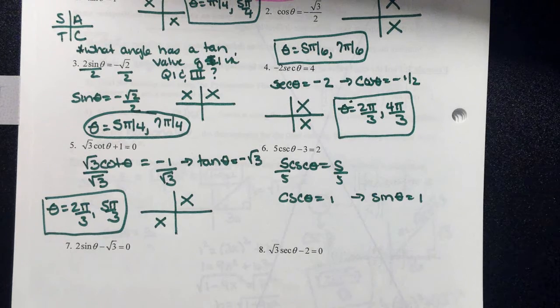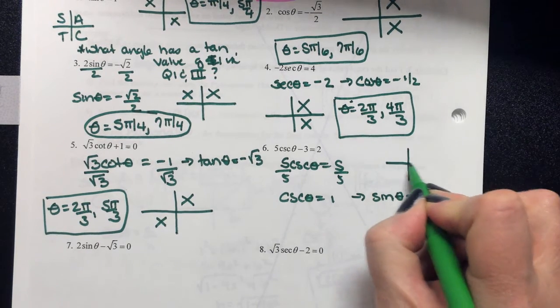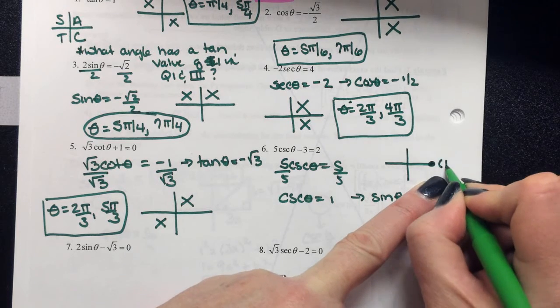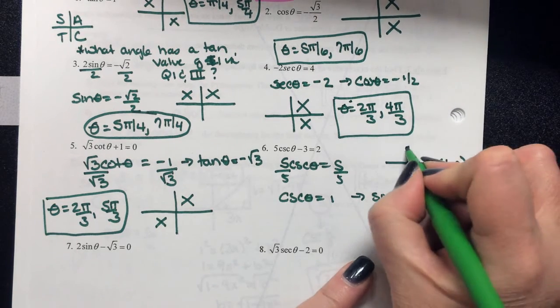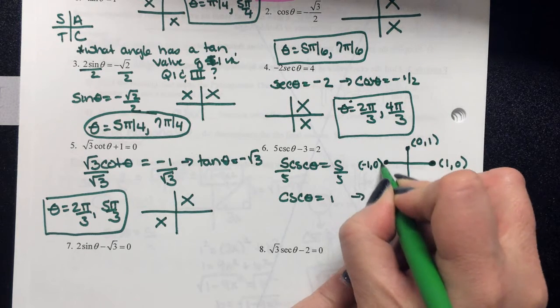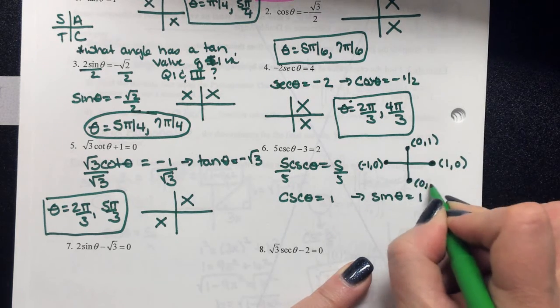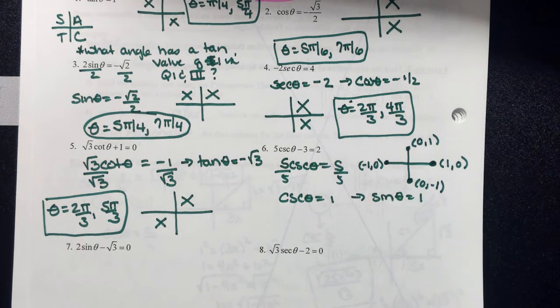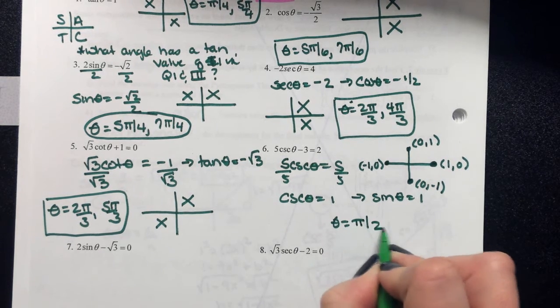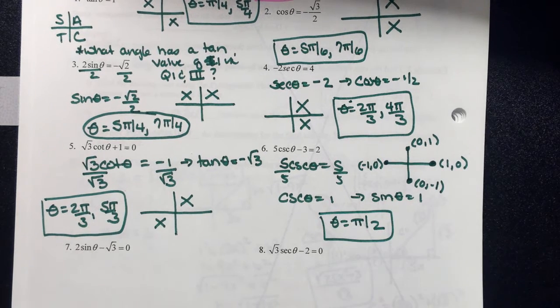Where is the y coordinate equal to 1? Remember, looking on your unit circle, you've got the ordered pair on the positive x-axis at 1, 0. Up here you've got 0, 1. On the negative x-axis you have negative 1, 0. And down here you've got the ordered pair 0, negative 1. Remember, sine is the y coordinate. So at what angle is the y coordinate equal to 1? Pi over 2. So theta is equal to pi over 2. Okay, so any questions on that one?